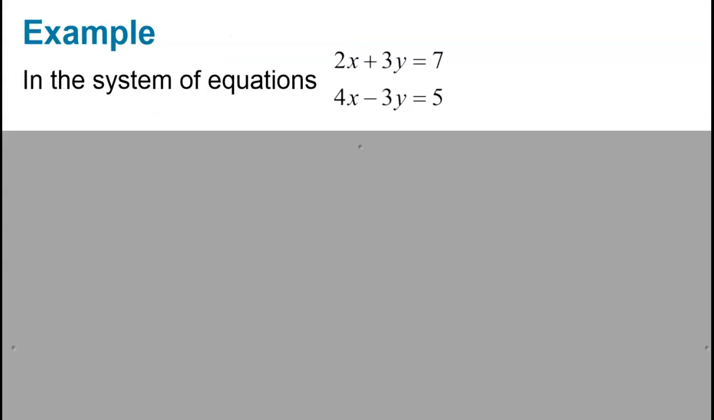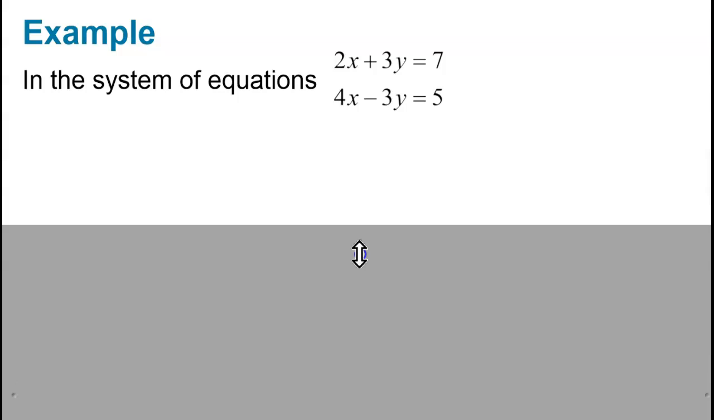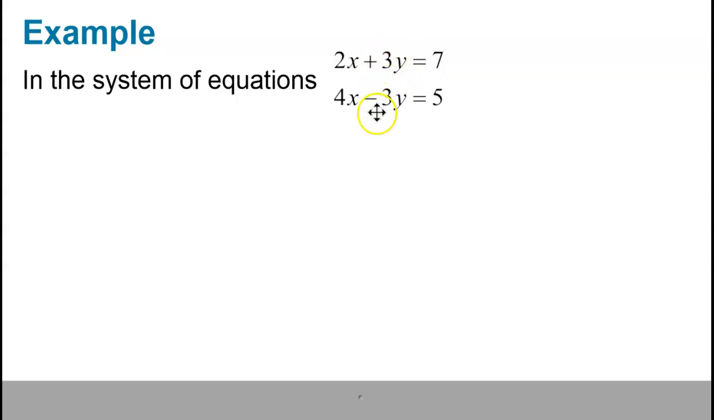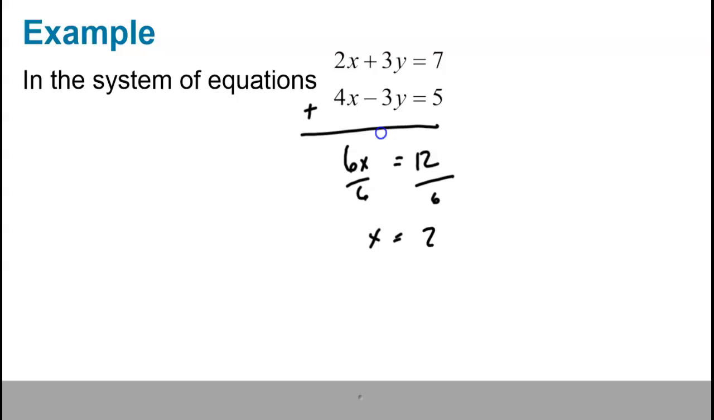Let's look at this system of equations, and we're going to eliminate either the x or the y. You can see that the 3y and negative 3y would be eliminated, a net sum of 0, if we add those together. So let's add them. We get 6x equals 12. Solving for x, x equals 2.